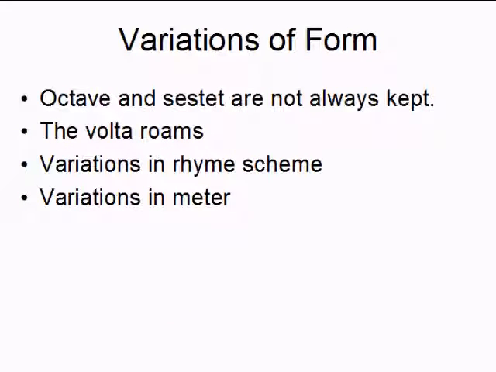We've just discussed the general rules of sonnet form. Now let's admit that those rules are regularly broken. The octave and sestet division is not always kept. The placing of the volta is not always set. The rhyme scheme often varies. Iambic pentameter is usually the meter, but here and again, some poets experiment with hexameter and other meters.